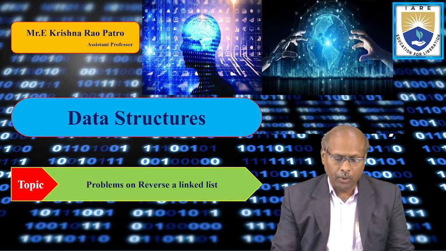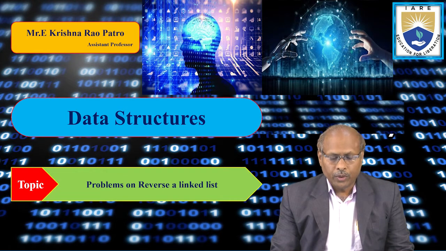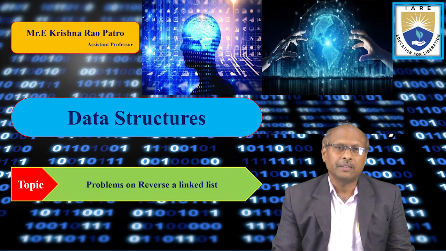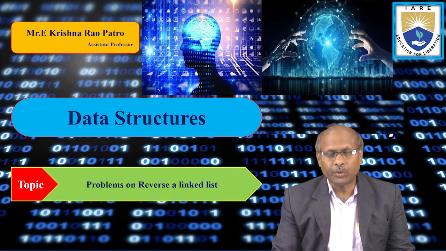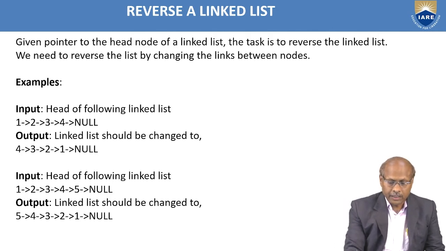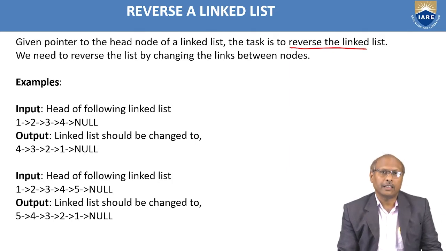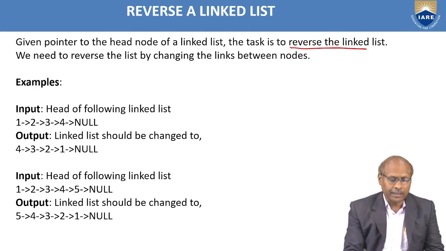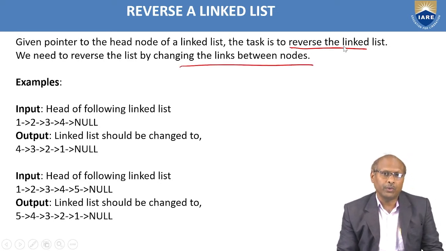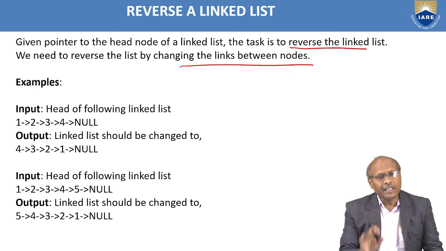Today, we will see a problem related to how to reverse a given linked list. In the previous session, you have seen how to create a linked list. Now we will see how to create a linked list as well as how to reverse it. So, the existing linked list you have to reverse. For example, given a pointer to the head node of a linked list, the task is to reverse the linked list. So our task is what? To reverse the linked list. We need to reverse the list by changing the links between the nodes, not the values. So you have to reverse the links themselves.